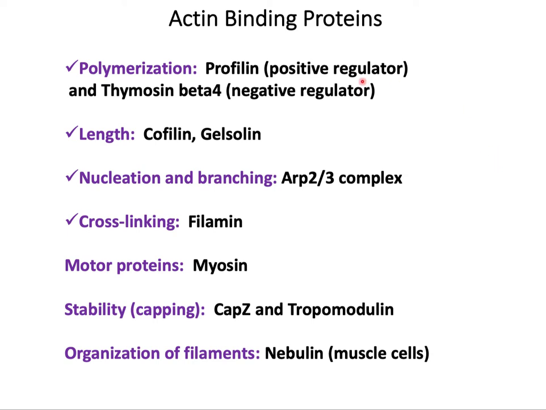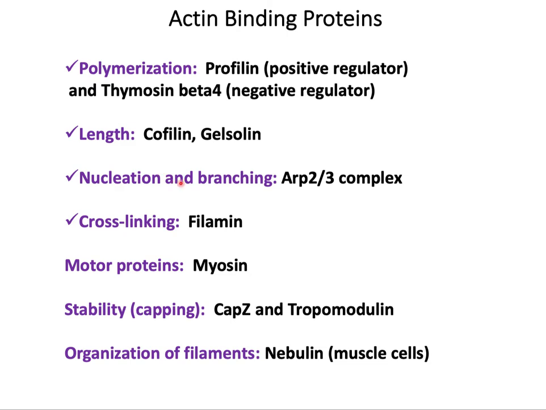There are proteins that regulate the polymerization of actin, and these include profilin and thymosin beta 4. There are proteins that can control the length of the actin filaments, including cofilin and gelsolin. There are proteins that regulate the shape of the filaments and cause them to branch or nucleate new actin filaments at branching points. An example of this is the ARP2/3 complex. There are proteins that can regulate the cross-linking between the filaments.